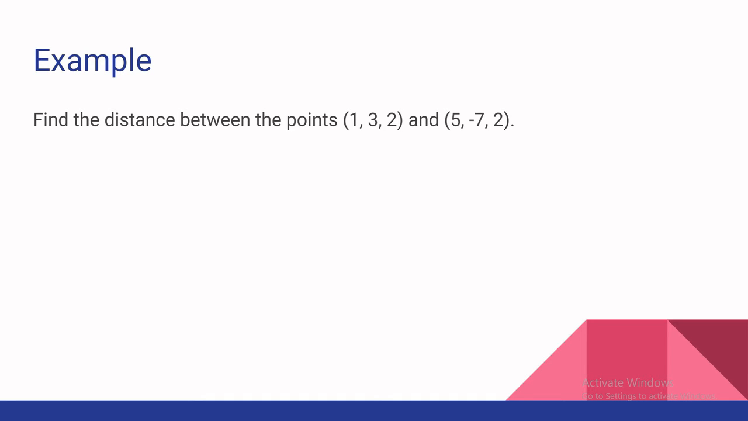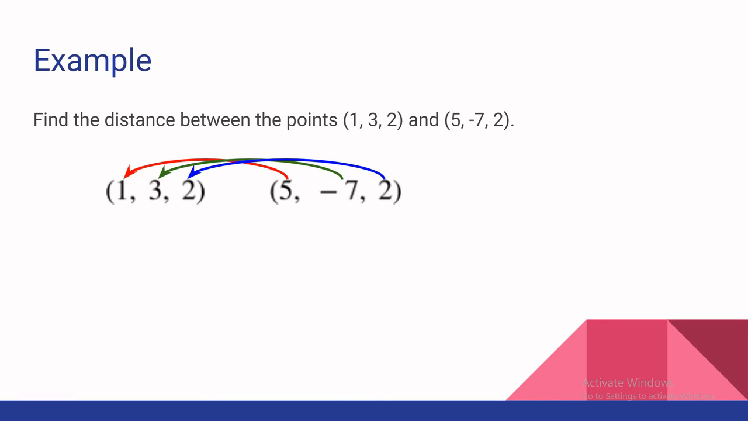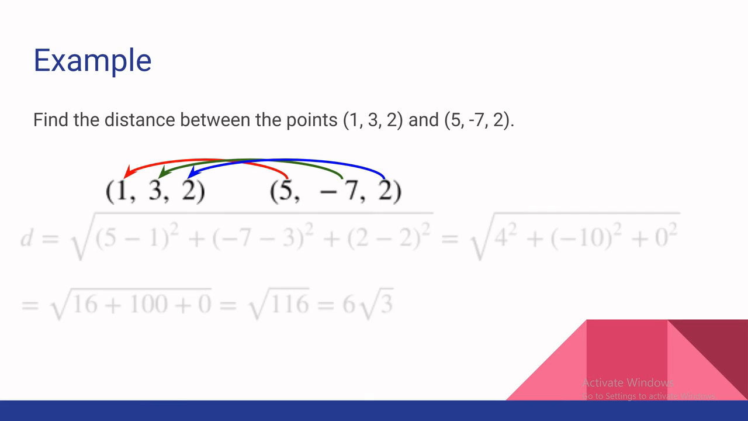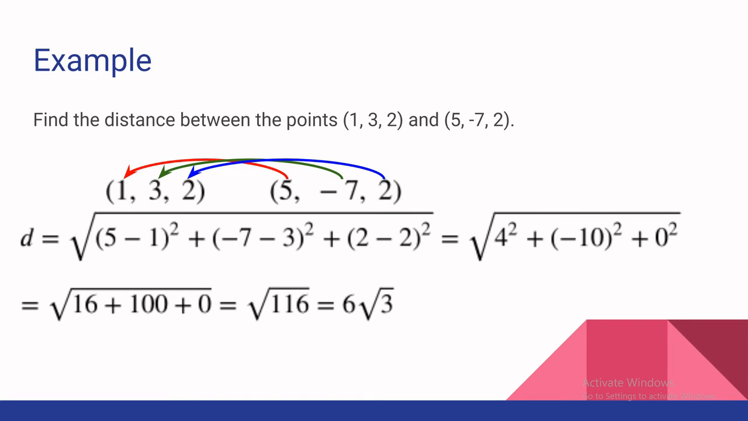So, let's try this example. Find the distance between the points 1, 3, 2 and 5, negative 7, 2. So, here is our relationships. Keep it in mind. So, our formula would be the square root of 5 minus 1 squared plus negative 7 minus 3 squared plus 2 minus 2 squared. This translates to square root of 4 squared plus negative 10 squared plus 0 squared. Now you notice that all the numbers inside the square root will have to be positive, since you're squaring every single number inside. So once you add these up, you get square root of 116, which also translates to 2 square root 29.